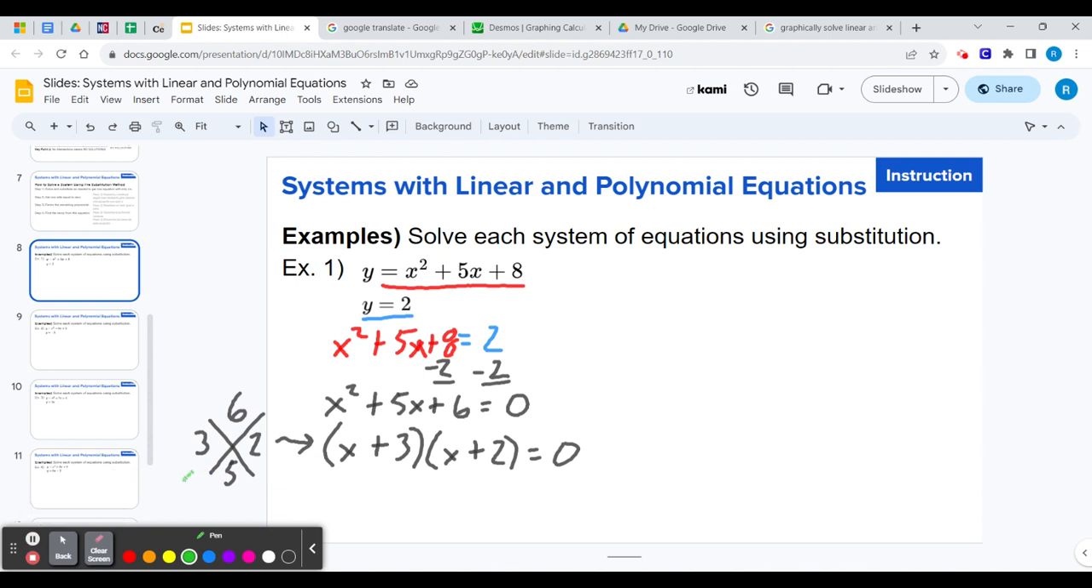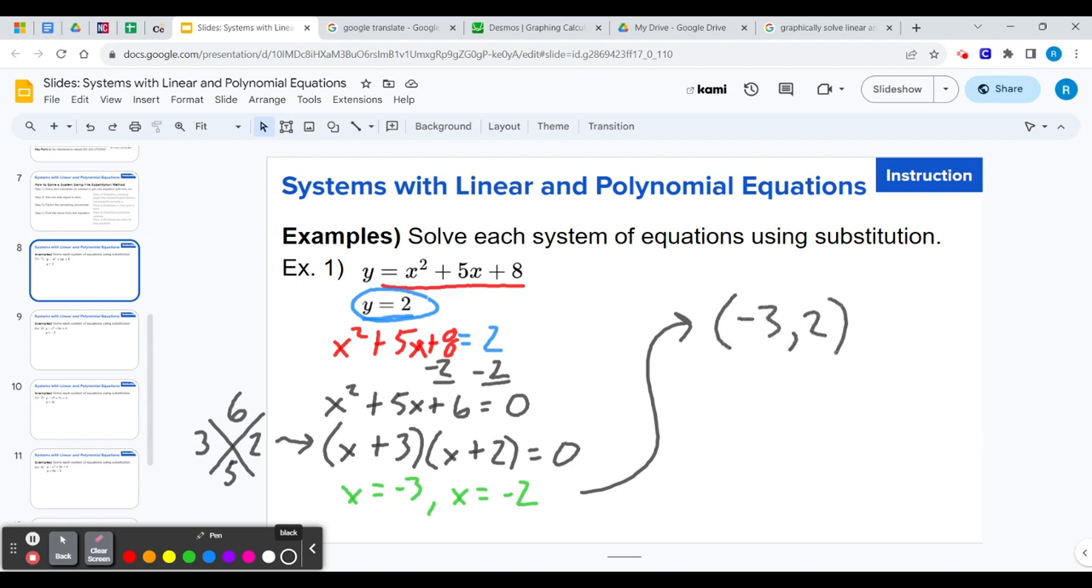So the zeros in this case are x equals negative 3 and x equals negative 2. And we can plug this back into our equations to figure out what the y is equal to. But in this case, we actually already know that y is always equal to 2 from one of our equations. So we can take this info and we know that our solutions are going to be negative 3, comma 2, and negative 2, comma 2 as our answers.